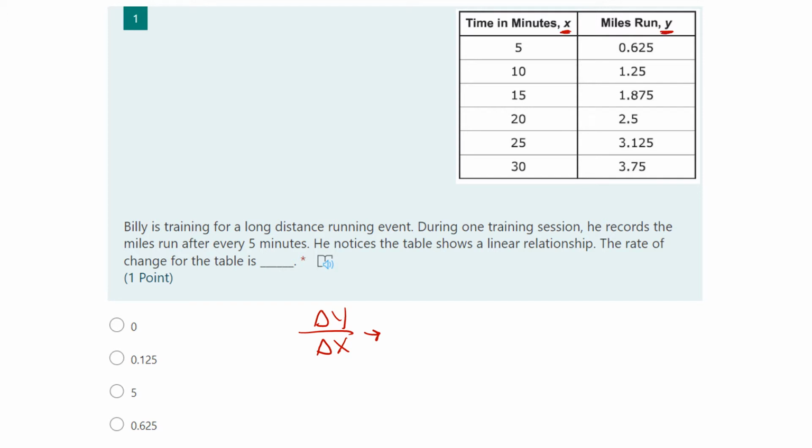So as we're looking to see what it's changing by, we can see on the side that we're adding 5 each time. 5 plus 5 is 10, 10 plus 5 is 15, 15 plus 5 is 20, 20 plus 5 is 25, and 25 plus 5 is 30.